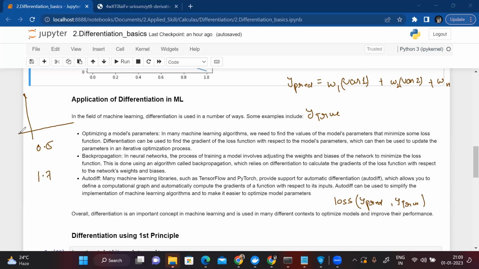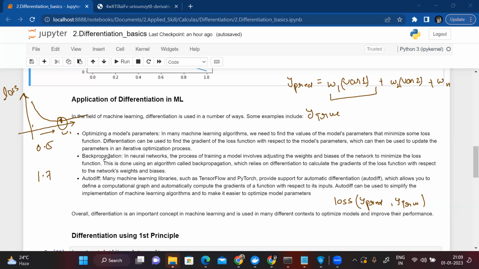So how do we do it? Let's suppose instead of having multiple W values, we have only one. If you have multiple W, we can go 3D and so on, so I'm using the simplest one. For W1, let's suppose this is your loss function, with loss on the y-axis. As you increase or decrease the value of W, the loss also decreases. So I can choose this as my optimal value for W1. At this point my loss is very minimal. So this is a use case of differentiation in machine learning.